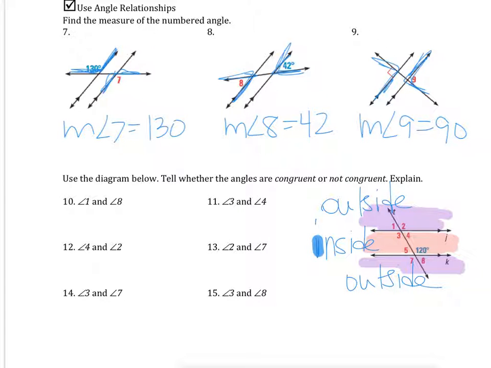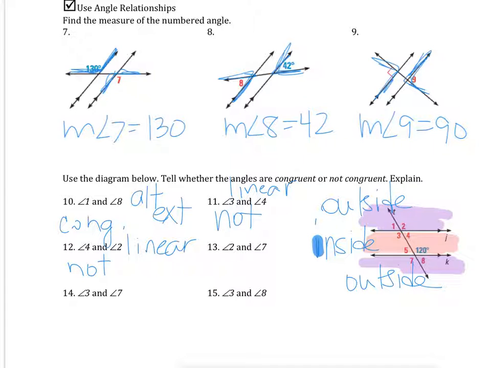Okay, so 1 and 8 are opposite outside, so they are congruent. 3 and 4 side by side, they create a linear pair, so they are not. 4 and 2, linear pair, not. 2 and 7 are alternate exterior, so they are congruent.